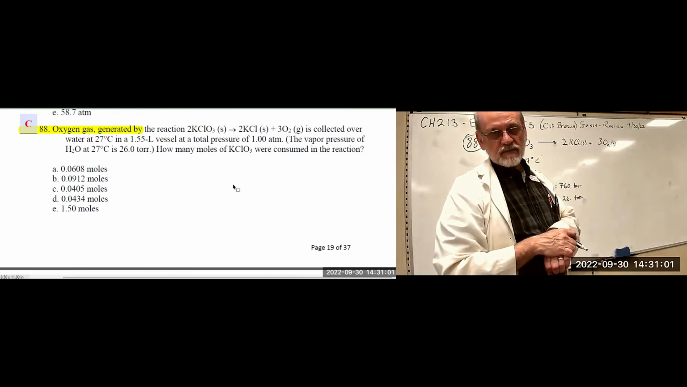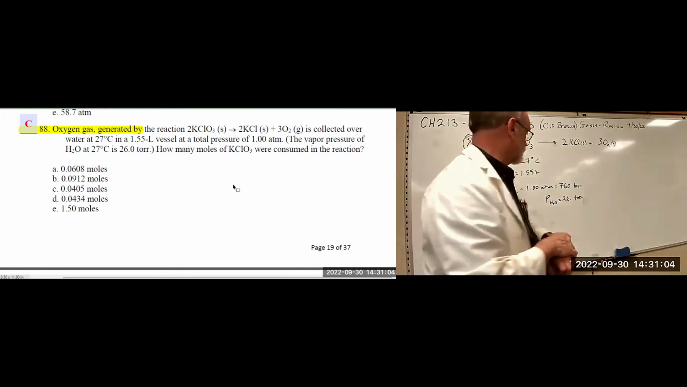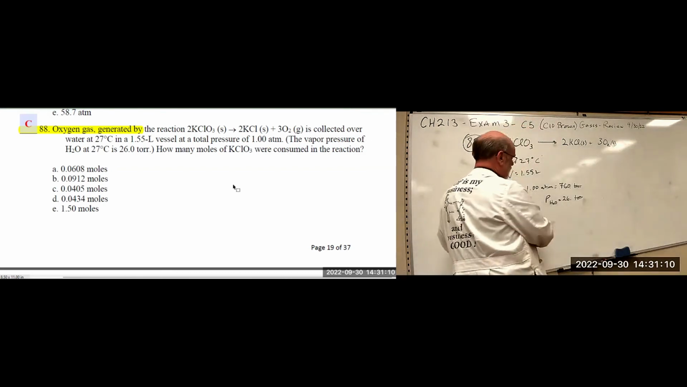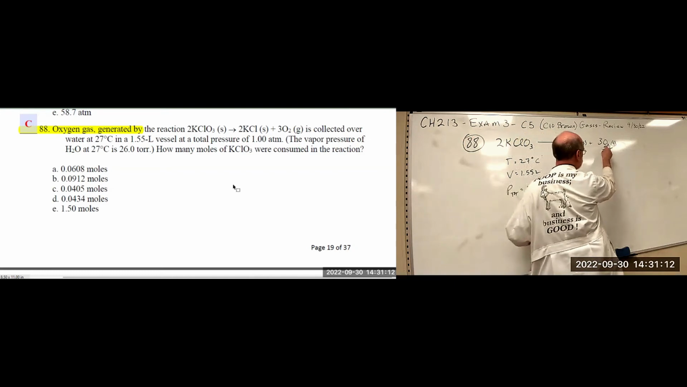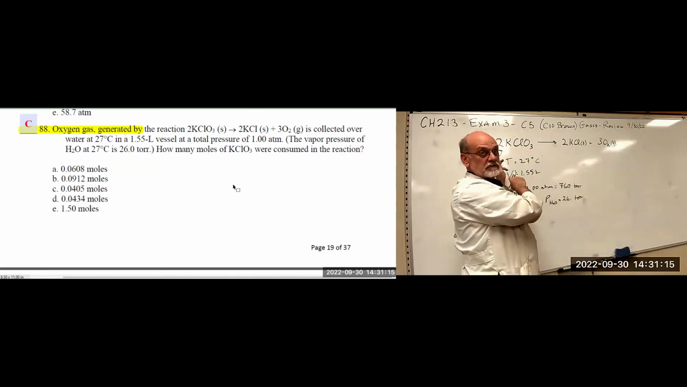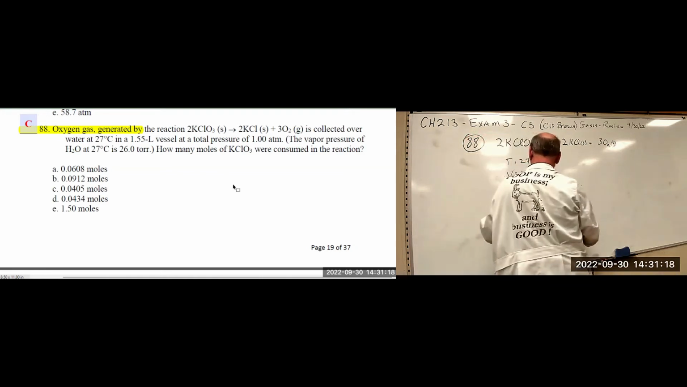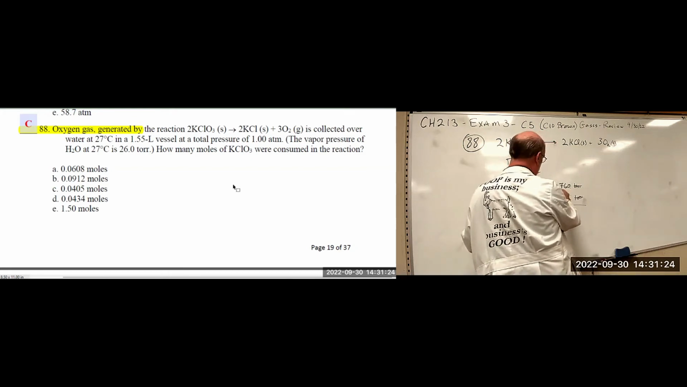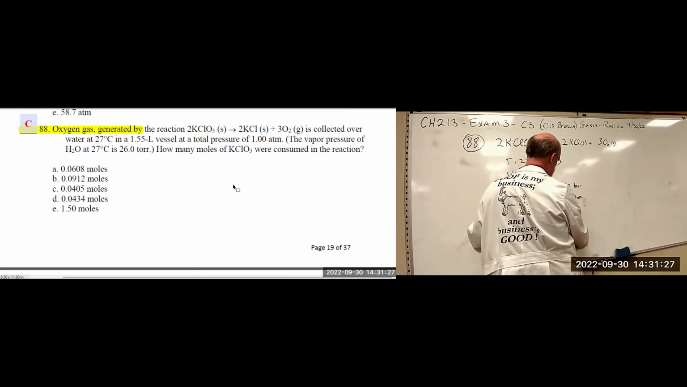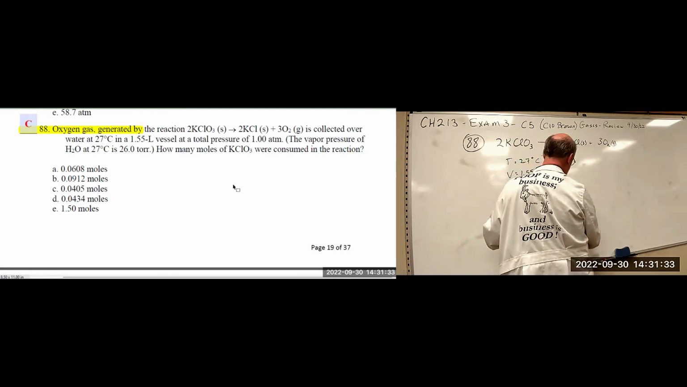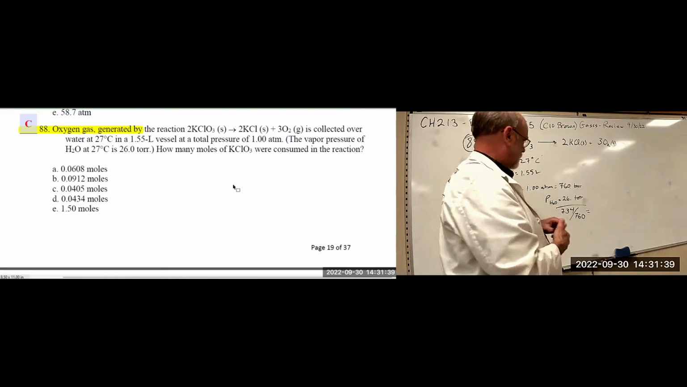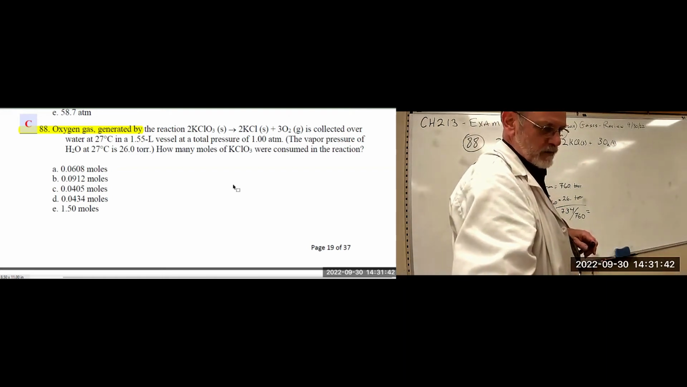Okay. How many moles of KClO3 were consumed in the reaction? So what we need to do is decide how many moles of oxygen we are talking about and convert. The pressure due to the oxygen is 1 atmosphere minus this much, 733 torr, or millimeters of mercury. So we need atmospheres, right? 734 over 760.